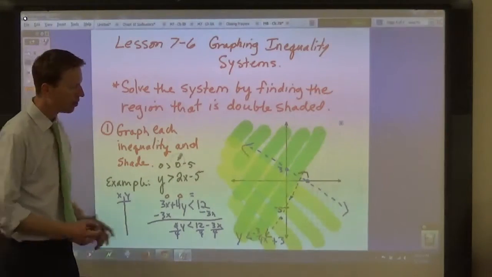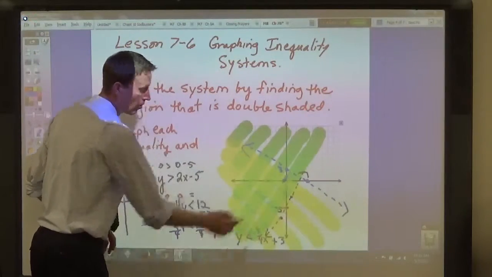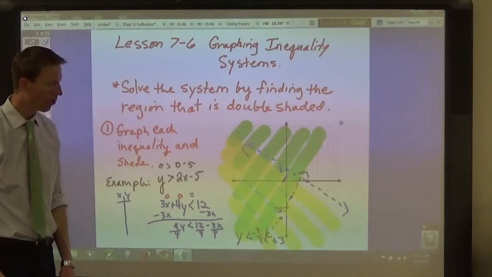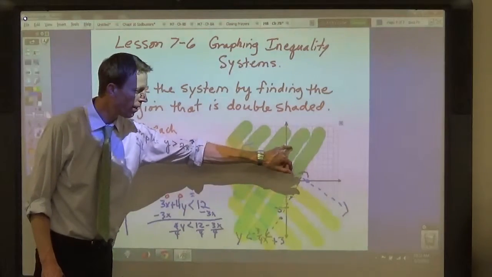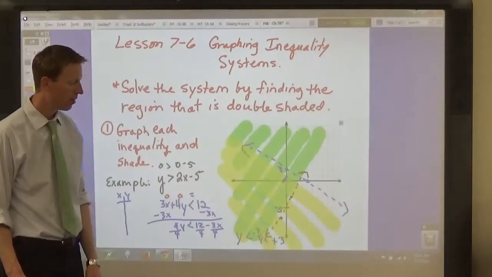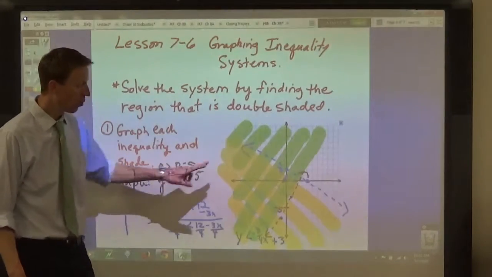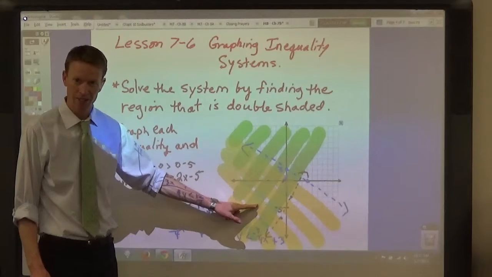Okay? Let me show you. Let's pick, well, we already used 0, 0. So 1, 1. Any of these points would work. But if you picked a point up here, it would work for which one? The y is greater than 2x. It would work for that one, but would it work for the other one? No, it would not.